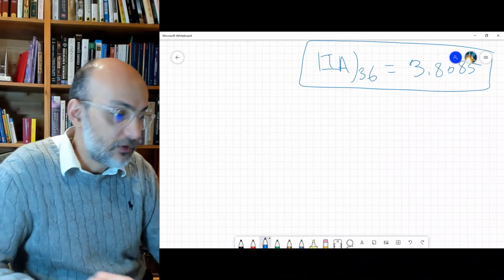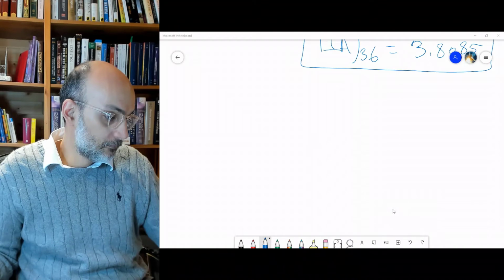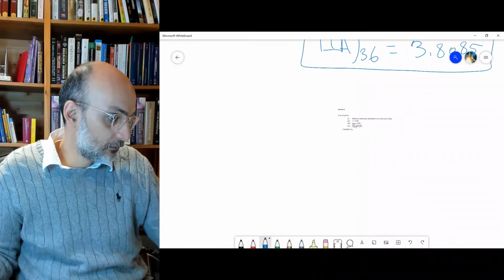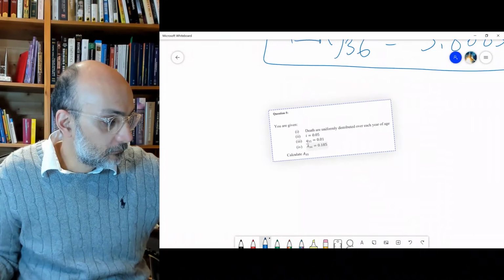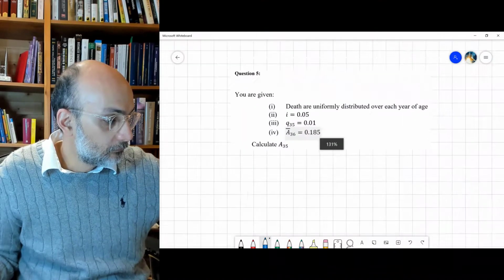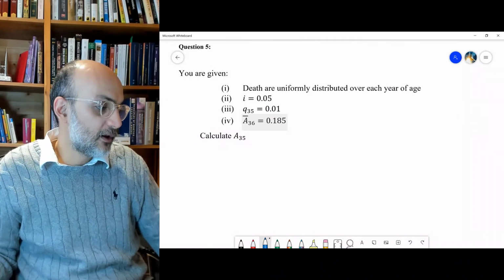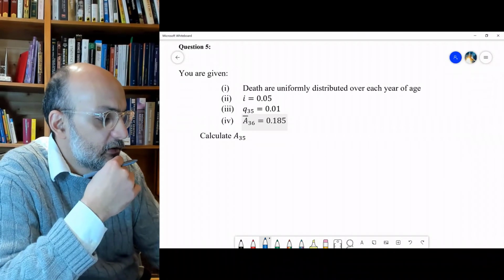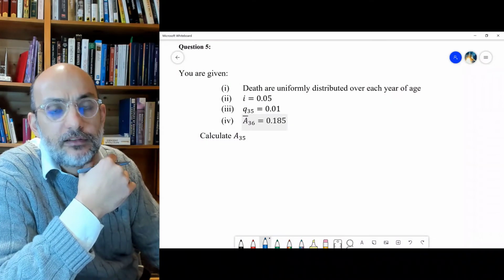What's the next question? Question 5. That's another easy question. Again, it requires us to visualize what the question is. It's very easy. We have uniformly distributed. We are given the continuous. We need to find the discrete.